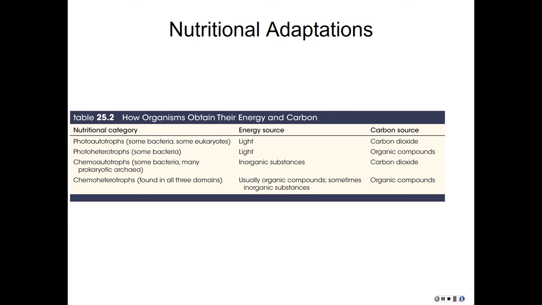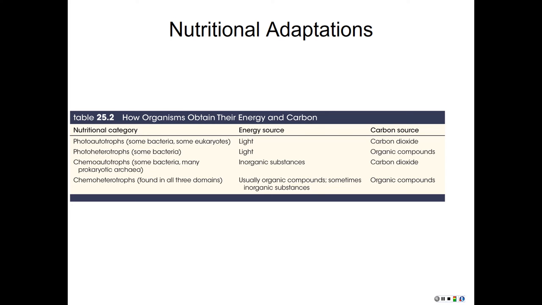For a photoautotroph, that would be something like a plant, or a cyanobacteria would also be a photoautotroph. They get their energy from light, and all of this is in the table if you can't read my writing, and their carbon comes from CO2. So everything is inorganic. They're very independent. They don't need another organism's organic tissues, right? They can just use light from the sun and CO2 from the atmosphere.